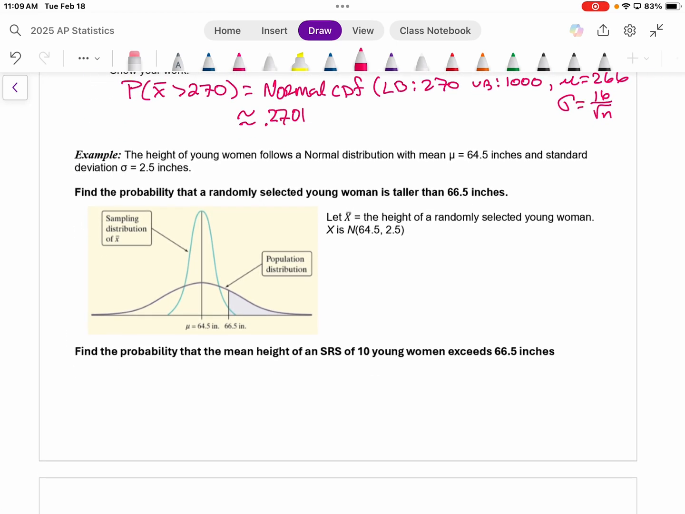Next problem, it says the height of women follows a normal distribution. Sweet. With a mean of 64.5 inches and a standard deviation of 2.5 inches. Find the probability that a randomly selected young woman is taller than 66.5 inches.